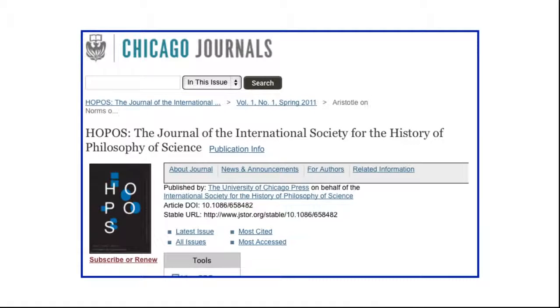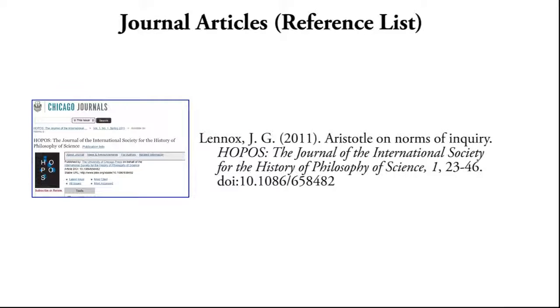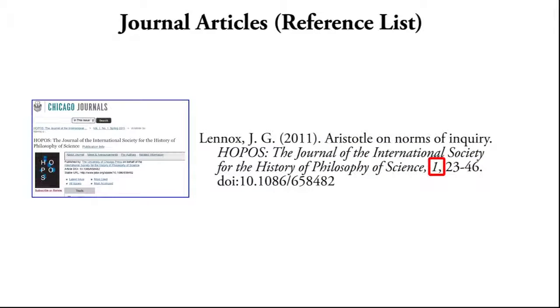The in-text citation rules apply to journal articles as well. Always name the author and year of publication in the sentence that refers to his or her work. A reference list citation should include much of the same information as a book too. You must include the author and year, but also the title of the article, the name of the journal, the volume and issue number, page number, and the DOI or URL.